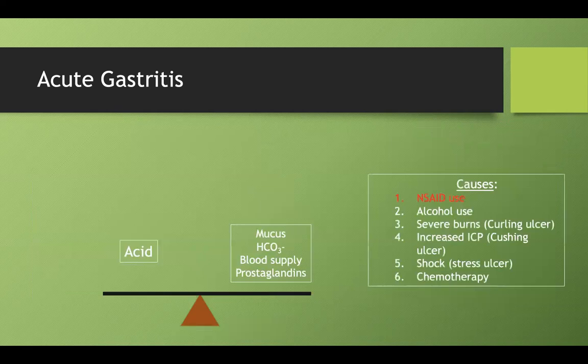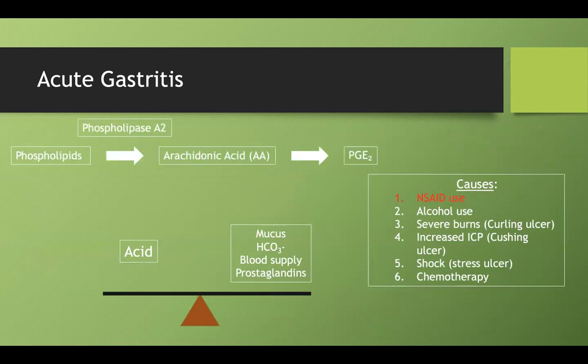We'll start with NSAID use. So kind of going back to a little bit of biochem, what's going to happen in pharmacology? What's going to happen is that we have phospholipids. They can actually be converted into arachidonic acid through an enzyme called phospholipase A2. From there, arachidonic acid can be converted into prostaglandins like PGE2. That's done through COX-1. Again, that's an enzyme. And this PGE2, this type of prostaglandin, can actually protect our gastric mucosa. So it's one of the defense mechanisms for acid secretion.